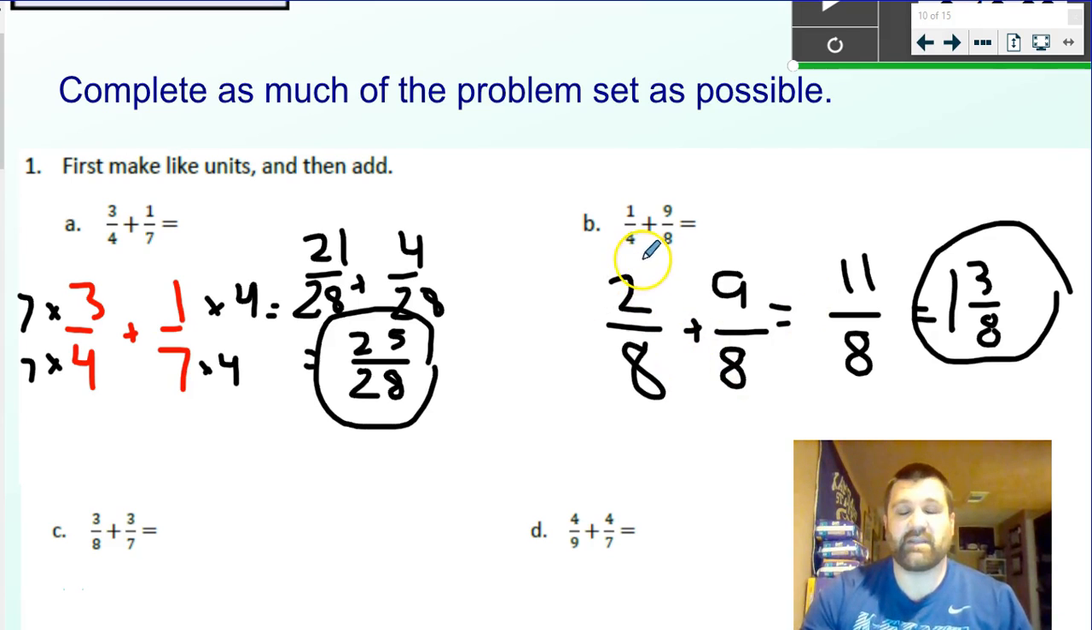Okay, so same thing here. I noticed 4 went into 8, so I didn't have to do much on this side. Multiplied each by 2, so I didn't really show a lot of work because I thought it was pretty easy. And then I got 11 eighths, and 11 eighths is 1 3/8. 8 goes in 11 one time. There's 3 left over, so it's 1 3/8.